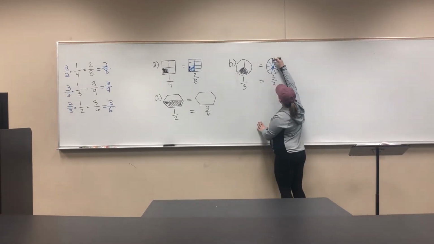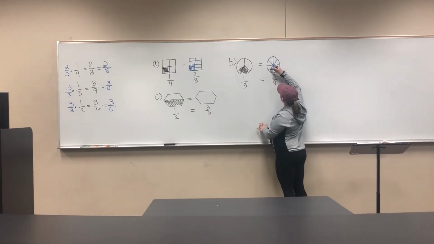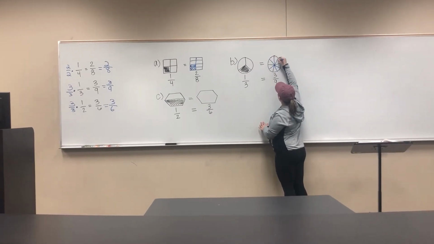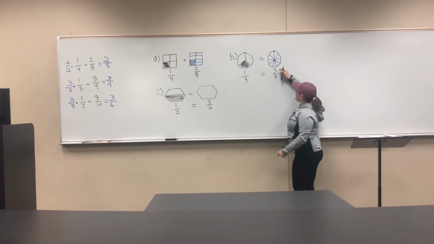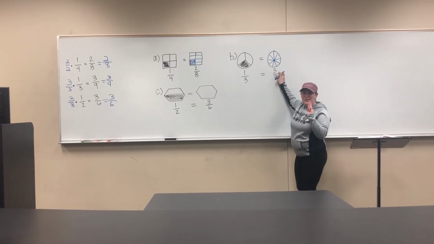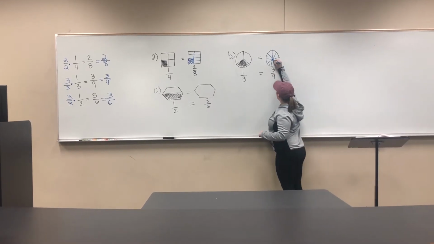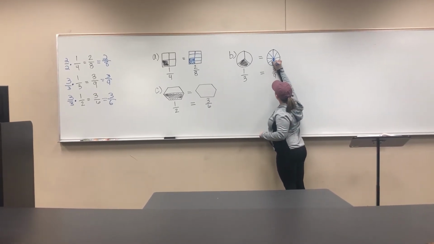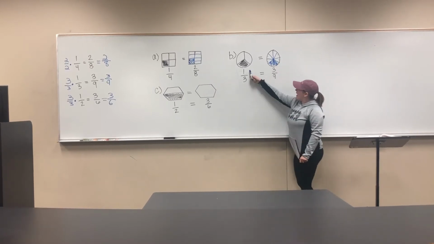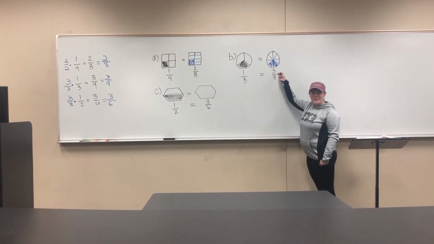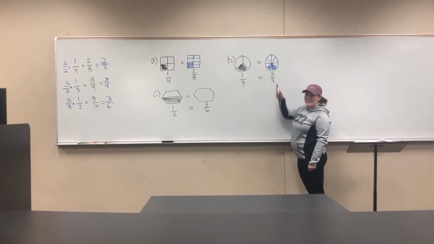Let's count. 1, 2, 3, 4, 5, 6, 7. Oh, let's make that 1, 2, 3, 4, 5, 6, 7, 8, 9. I did it. And we have 3 of those that someone has stolen. So let's shade those in. 1, 2, 3. Can you guys see how 1/3 is equivalent to 3/9? Look at that right there.